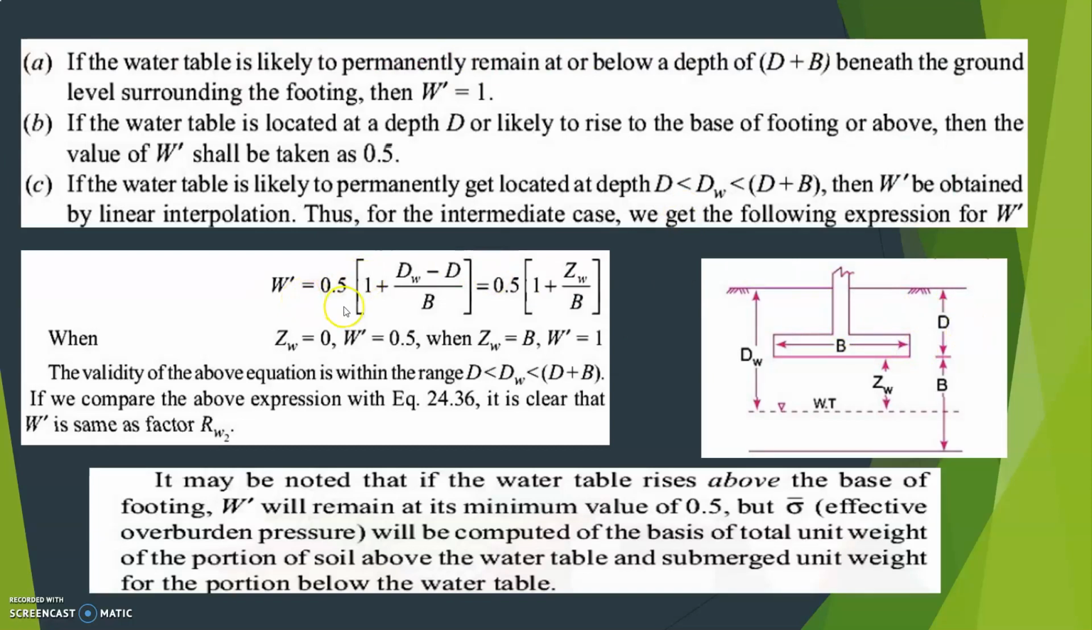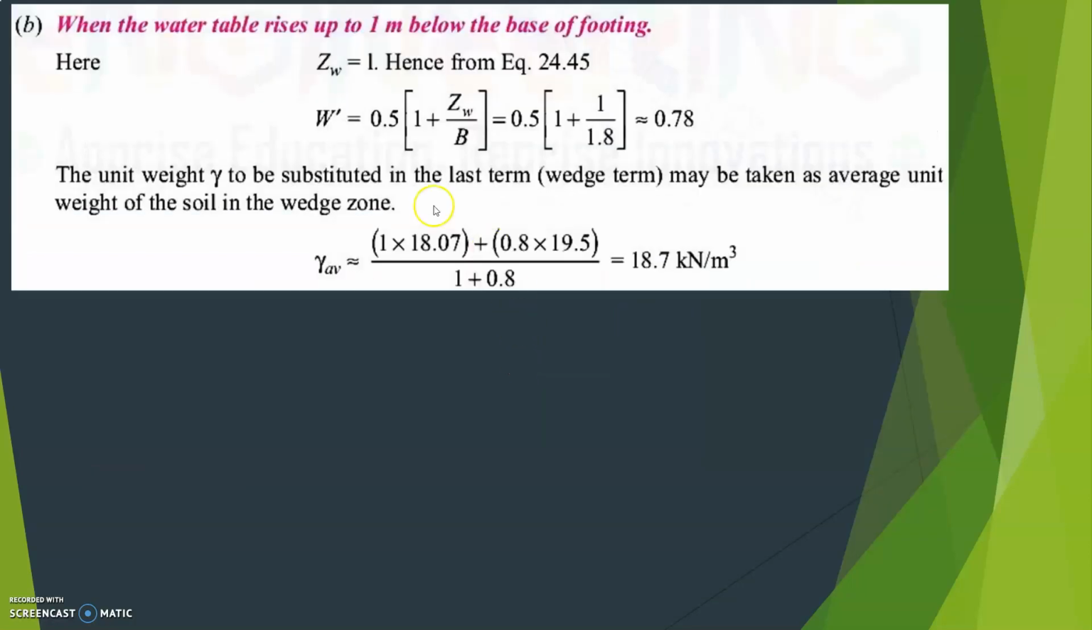W dash is equal to 0.5 into 1 plus dW minus D divided by B. dW minus D is nothing but ZW, the location of the water table. It is somewhere here, because the total depth of the footing from here to here is 1.5. Now the water table is located at a distance of 1 meter. So the water table is somewhere here, ZW.